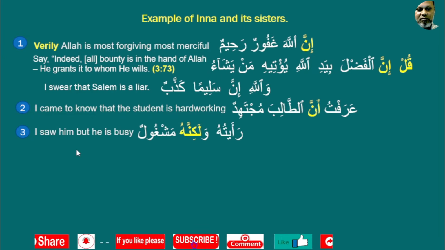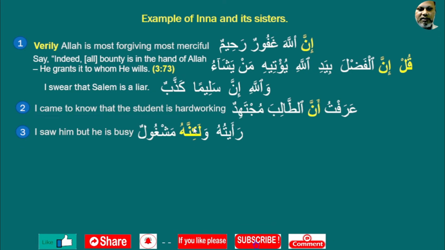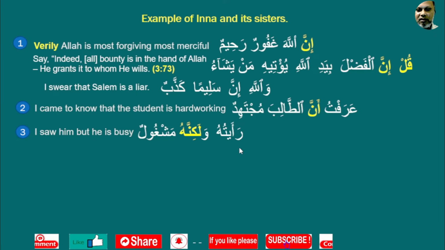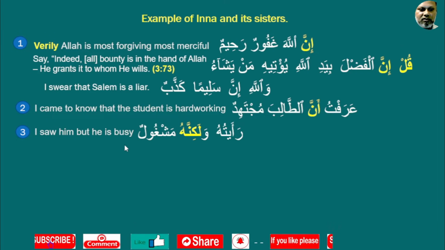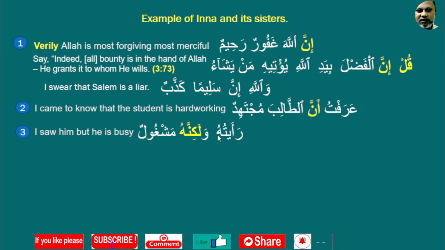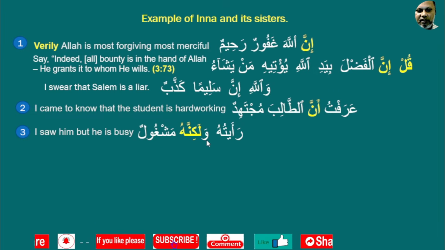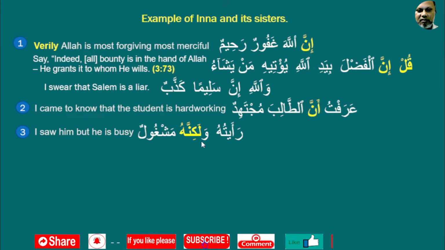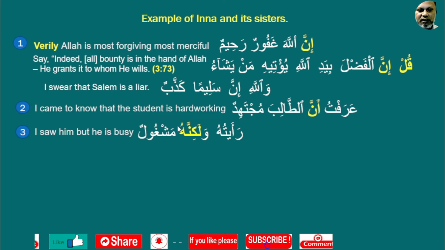I saw him, but he is busy. Here the word but, lakinna, is used. Ra'aituhu wa lakinnahu mashghulun. Ra'aitu means I saw, hu means him. I saw him. And but, lakinnahu, he is mashghulun, but he is busy.